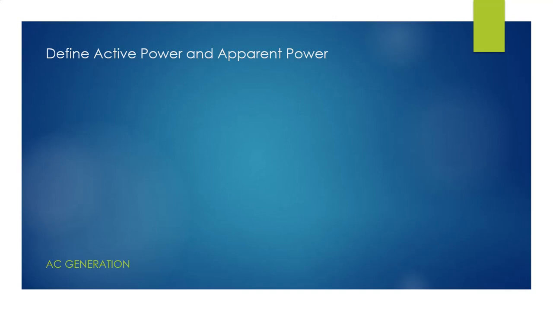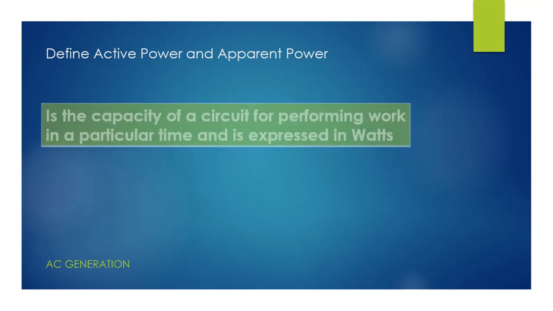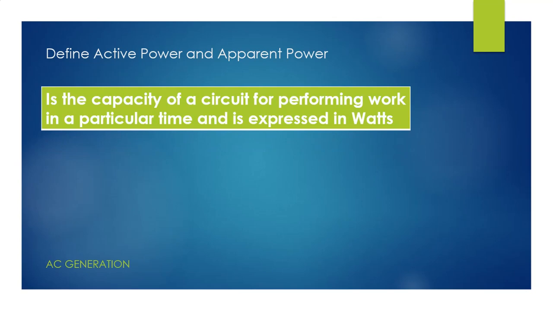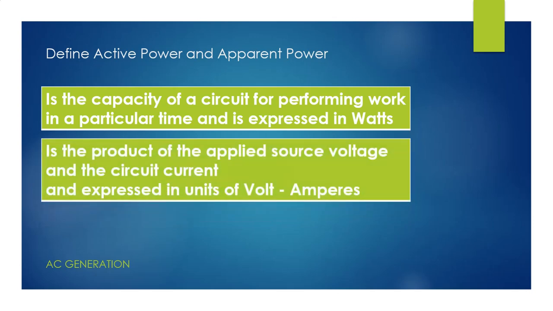Define active power and apparent power. Active power is the capacity of a circuit for performing work in a particular time and is expressed in watts. Apparent power is the product of the applied source voltage and the circuit current and is expressed in units of volt-amps.